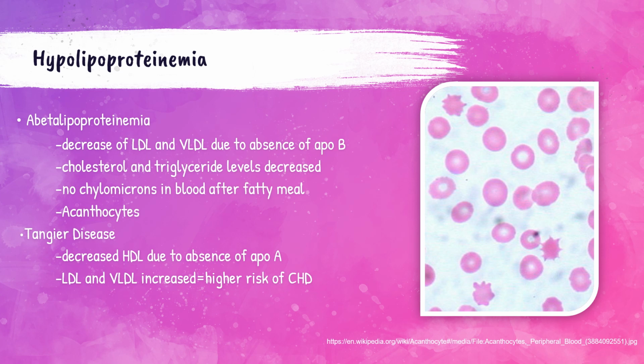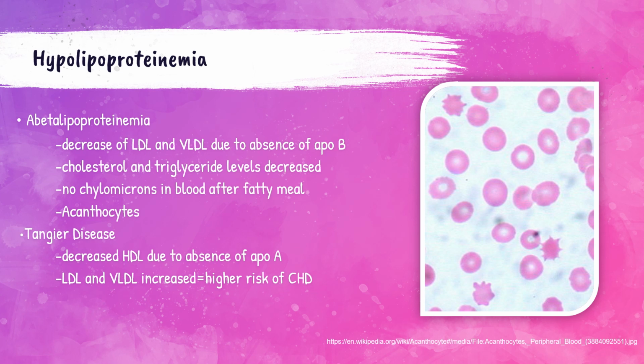Abetalipoproteinemia is an inherited disease that prevents the body from absorbing fat and also fat-soluble vitamins. In this disorder, there's a decrease of LDL cholesterol and VLDL due to the absence of ApoB, apoprotein B. Patients also have a decreased level of cholesterol and triglycerides in their bloodstream.